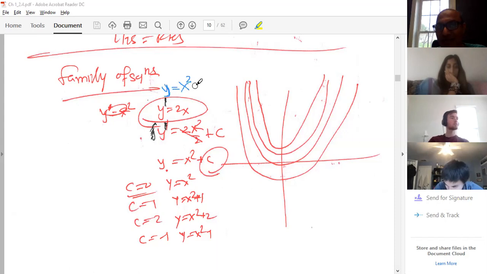I started with y equal to x square, and I'm getting y equal to x square plus c. If I take c equal to 0, this is my parabola, passing through 0. If I take, suppose, c equal to 1, y equals x square plus 1, this is the parabola. If I take c equal to 2, this is the parabola. If I take c equal to -1, passing through -1, this is the parabola.